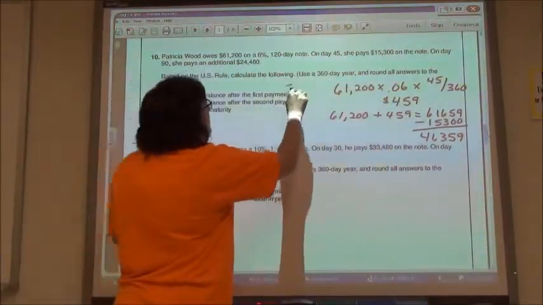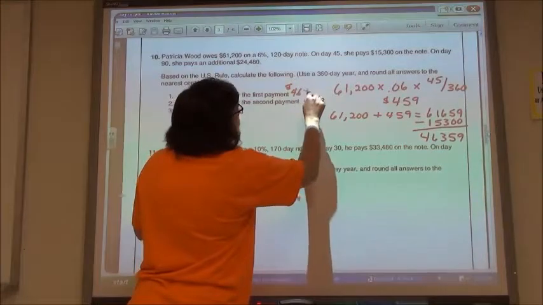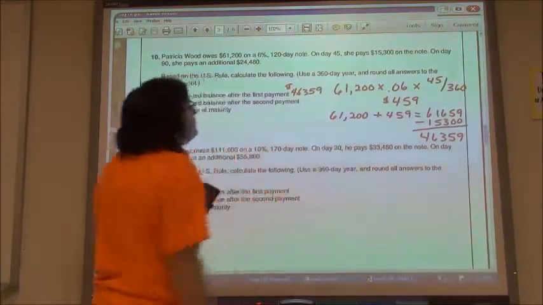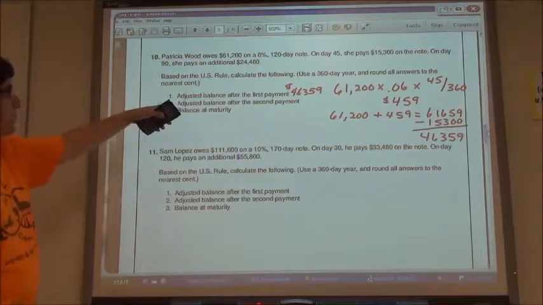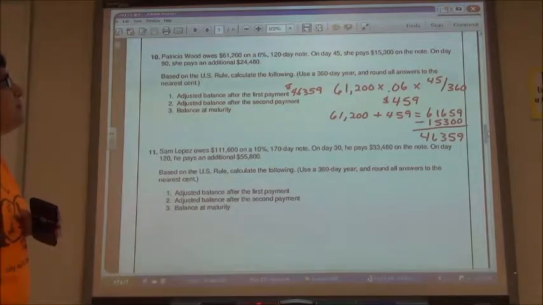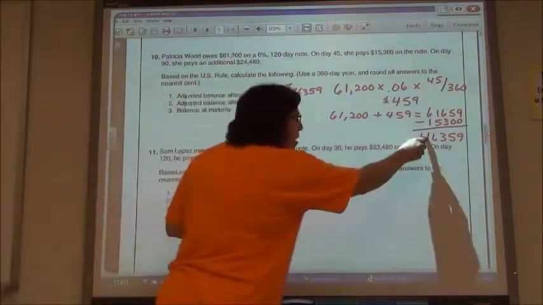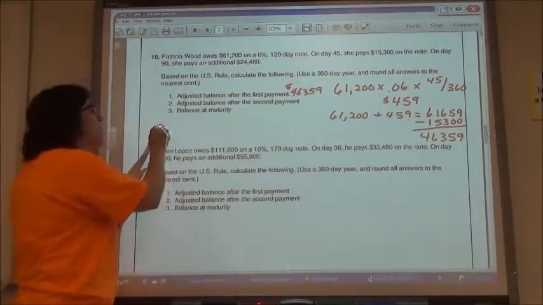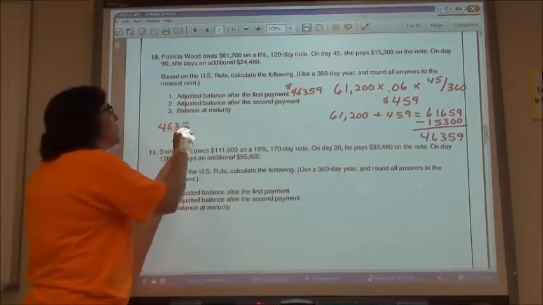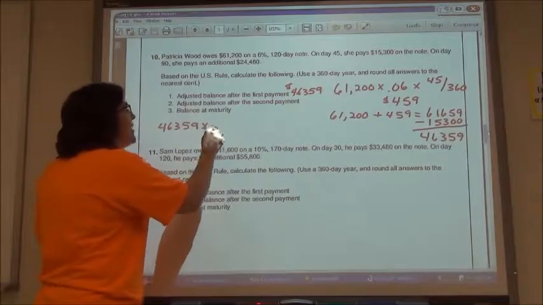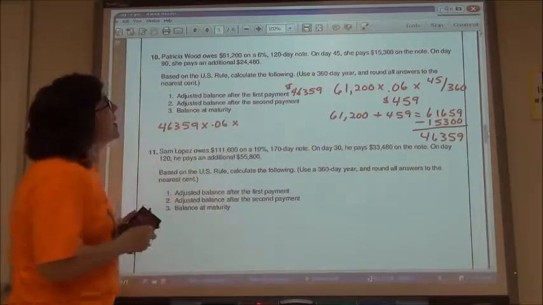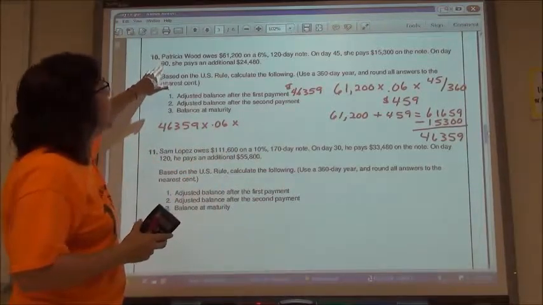So I have a new balance, $46,359. I'm going to find my adjusted balance after the second payment. Now for the next so many days, my principal has now been reduced. I owe $46,359. It's still at 6% interest, and I am going to go to day 90.